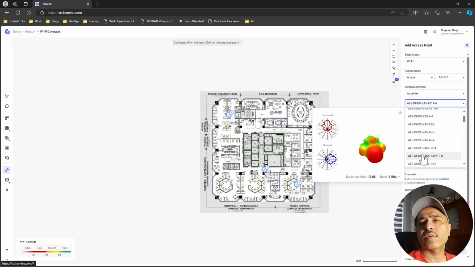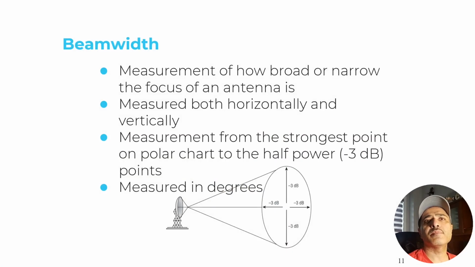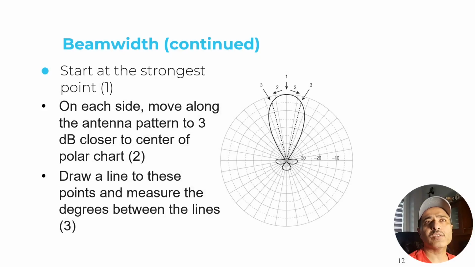Hopefully you get the idea that depending on which antenna I try to use, different antennas give you very different patterns. Something to remember is the beamwidth of that specific antenna, right? What is beamwidth? It's about where the strength is, where the main lobe of that specific antenna is. And you're measuring between the strongest points. Now, the best way to do that is to look at this.